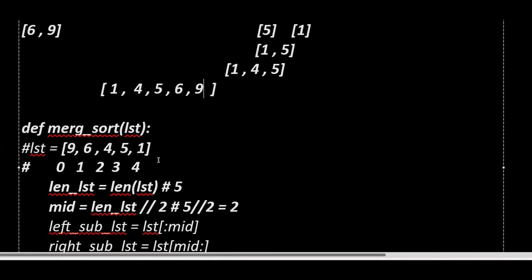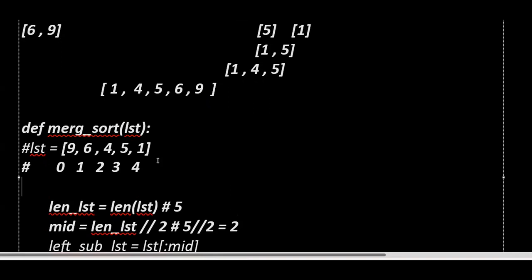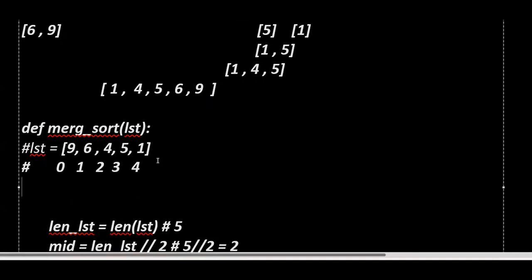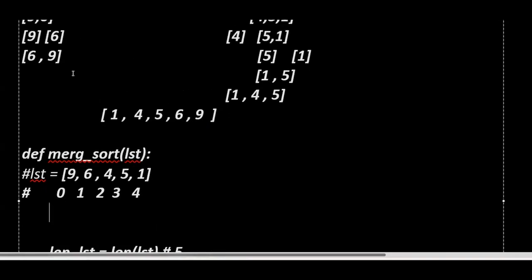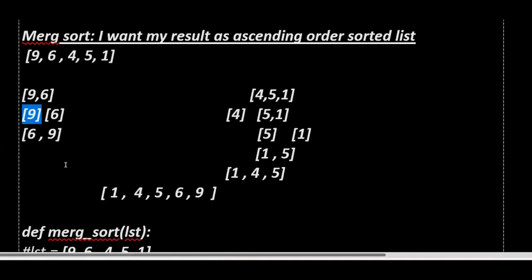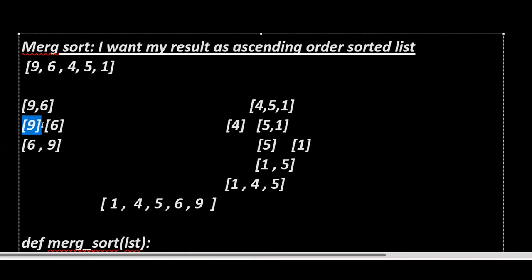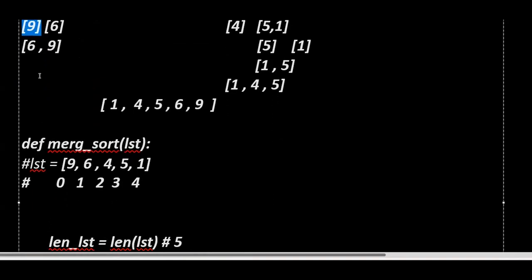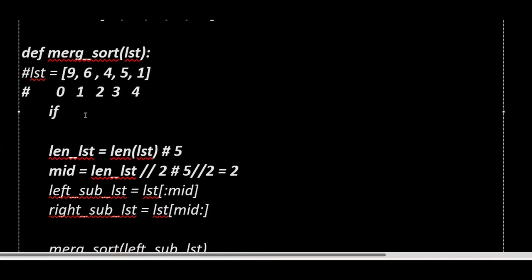Now you can tell me there is a subproblem which arises in this case. That is, if I pass a list whose length is 1, do I need to sort it again? No need, right? Because one element means it's already sorted. So to overcome that problem, if the length of the list is 1, then you just return, doing nothing.